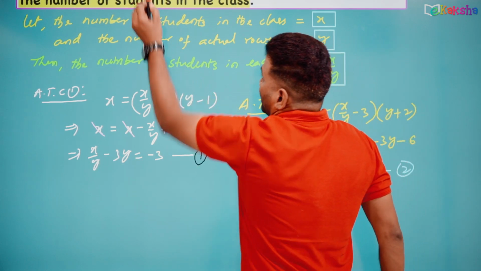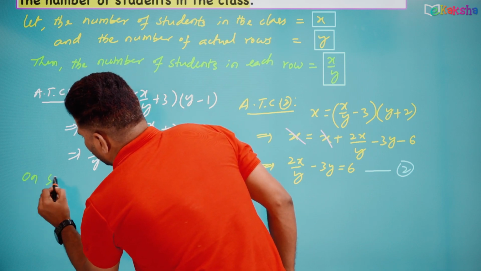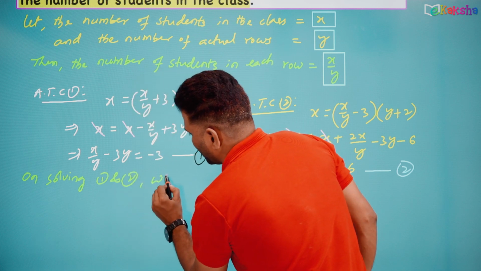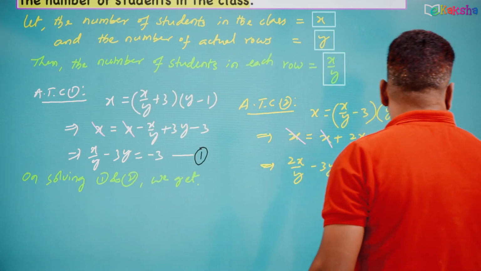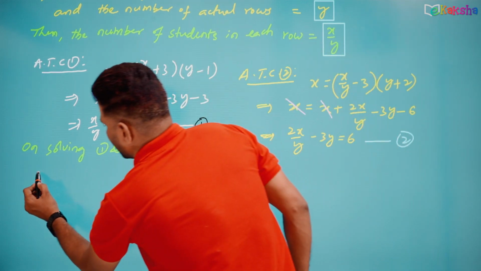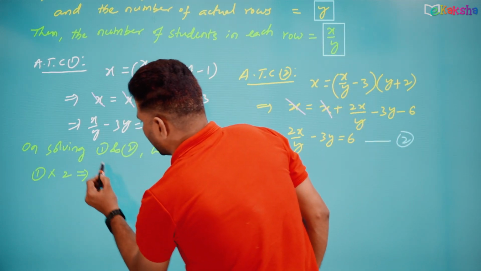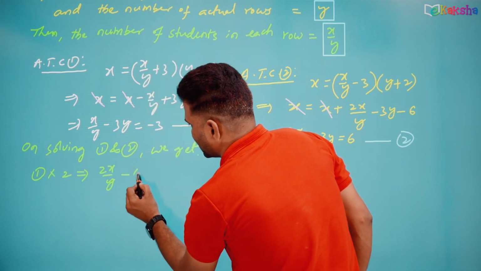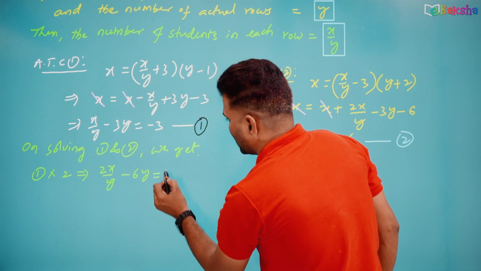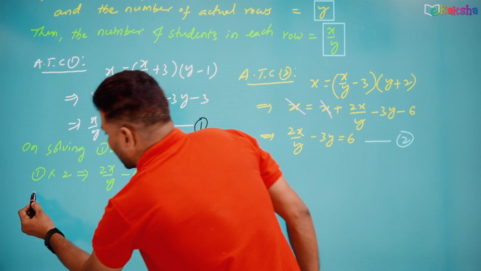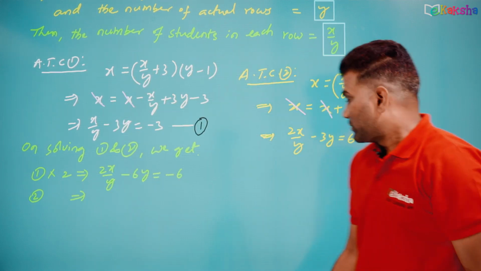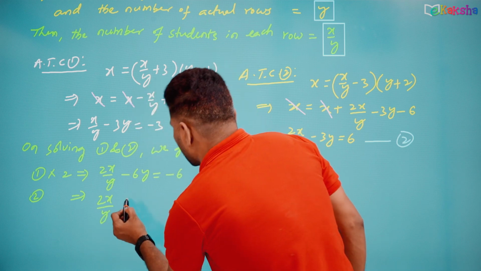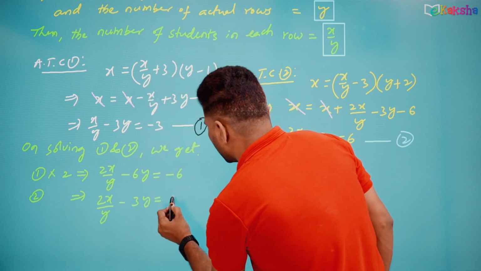Okay, on solving 1 and 2, we get, so equation 1 we are multiplying with 2, then 2x upon y minus 2 3s are 6y is equals to 2 3s are negative 6, and equation 2 we are going to take as it is. Then this is 2x upon y minus 3y is equals to 6.